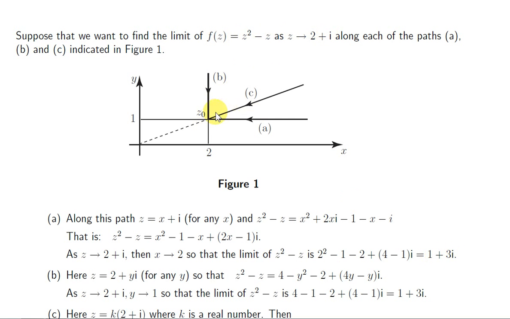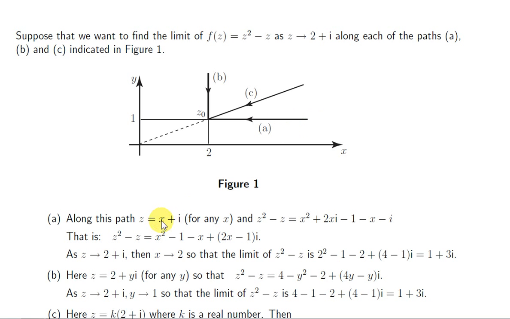Just to show you that we can take this limit along different paths, we will look at an example where in the first case we're taking complex numbers z that lie on this path here, that is, on a horizontal line through y equals 1. So the general form of a point on this path is going to be x plus i.